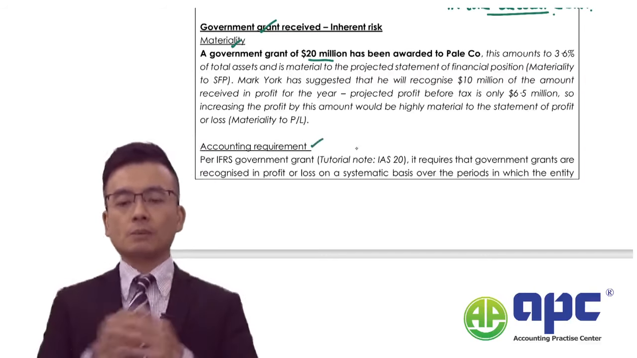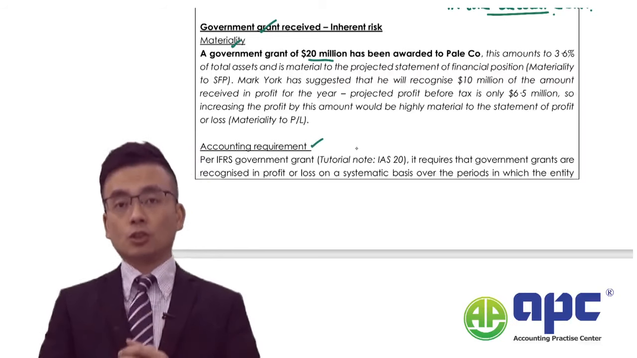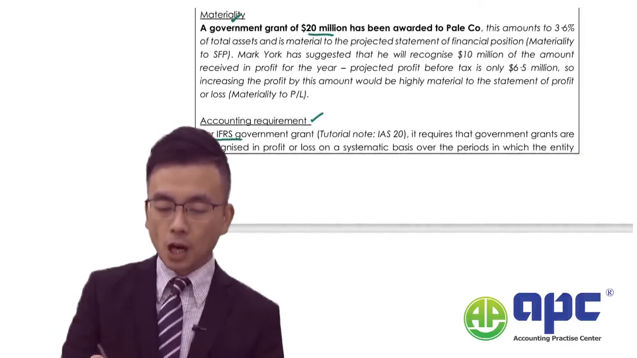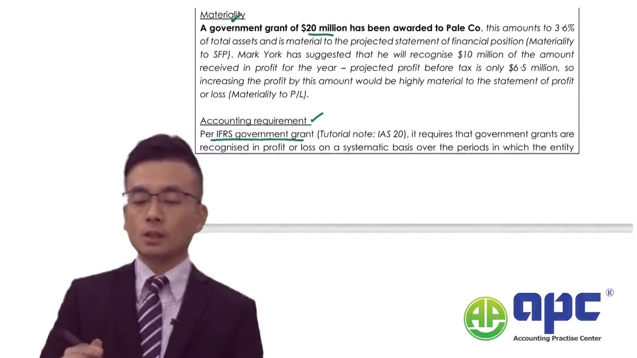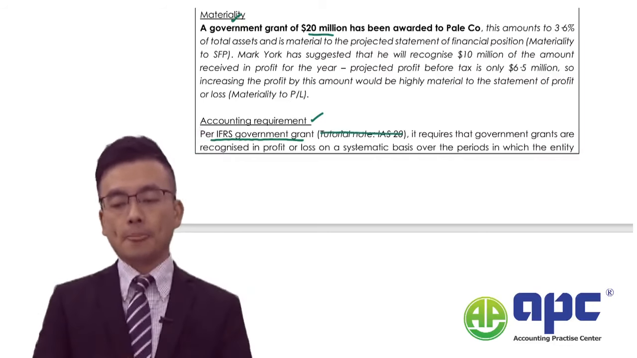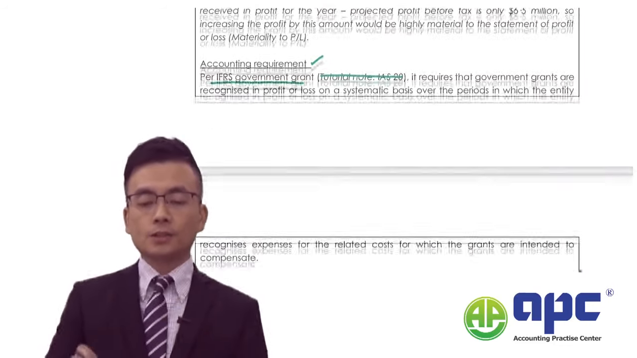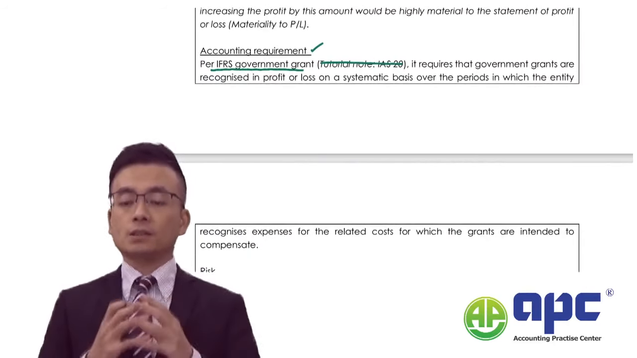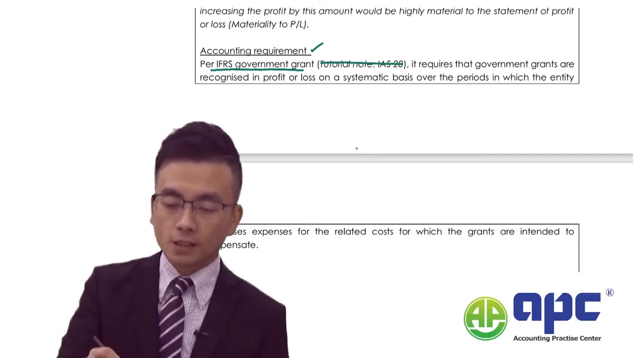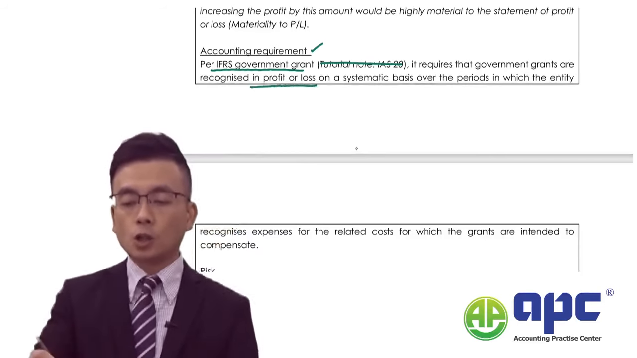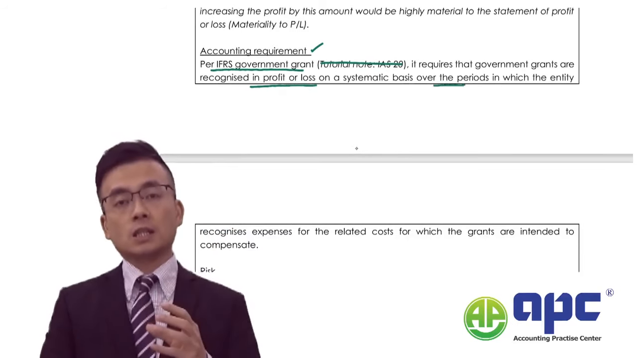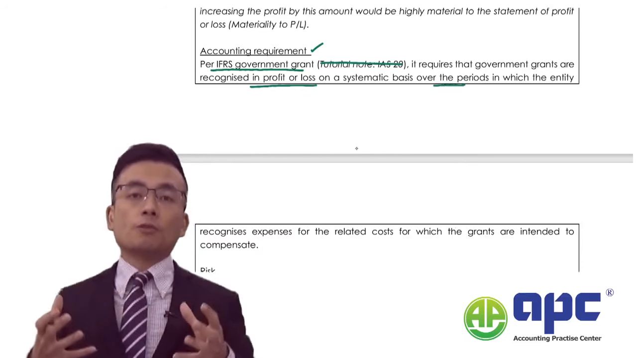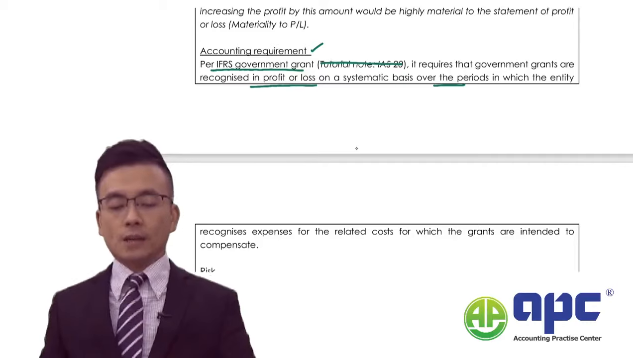because we're going to be applying the four steps approach regarding the IFRS related issues. According to the government grant, so I can say per IFRS government grant, you don't really have to say tutorial notes in your exam. It requires that when we receive the grant, we would credit the deferred income liability and subsequently recognize it into the P&L over the period related to the grant. For example, if the grant is for 4 years, we're going to release 1/4 into the P&L each and every year.